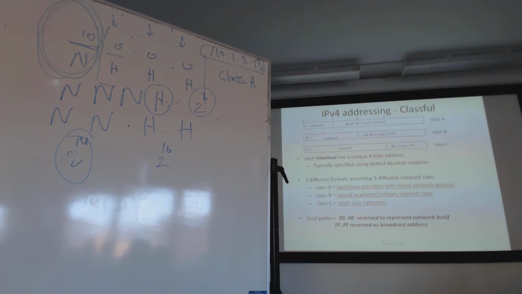3 different formats, assuming 3 different network sizes. Class A is the backbone of the providers with many network devices. Whenever you have a big company that requires so many devices connected to this IP addressing, you need to have that class. Simple as that. The second class is academic and typical military internet sites, where you have a range of 30 to 60,000 devices connected to it. And finally, small user networks, class C, which is mainly all your houses. If you go to the main addresses, you'll find 192.168, which is the final class, which ranges from 110 to 227.